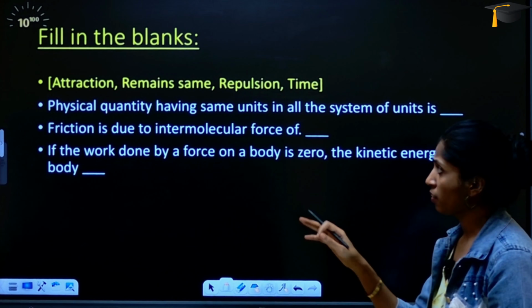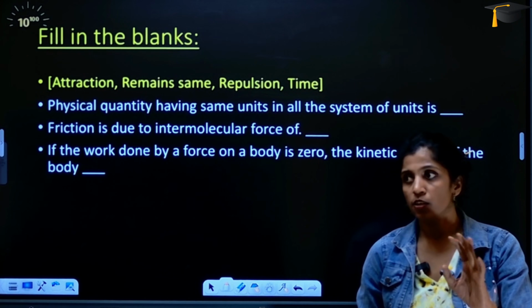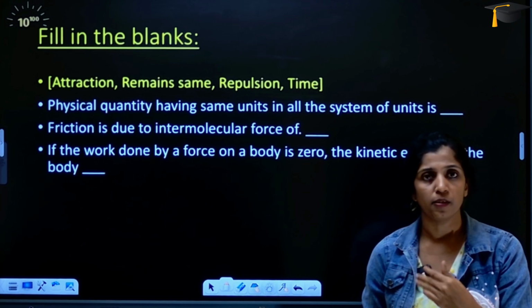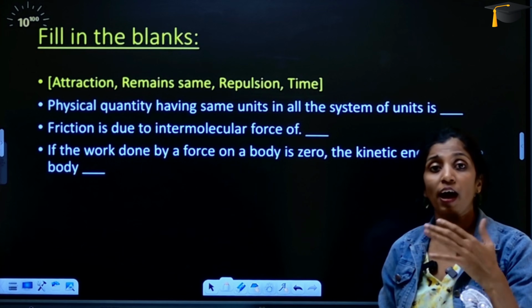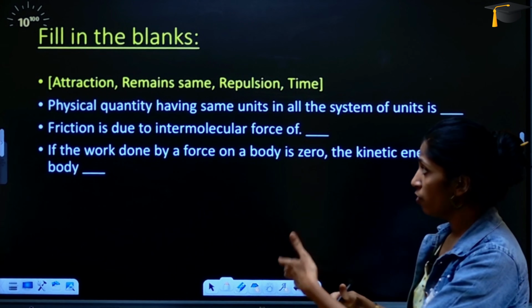Fill in the blanks. Okay, so you will have 7 MCQs and 3 fill in the blanks. I'll be discussing 3 model papers now. If you have any doubts, please drop your message in the comment box. Okay, now moving to the fill in the blanks.